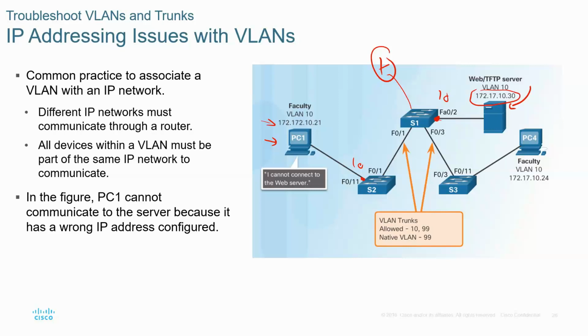This is actually why this communication between PC1 and the web server would not work, because the web server has been configured with the wrong IP address in a different network. And so PC1 will not be able to send the packet directly to it. It will want to send the packet to the default router first.